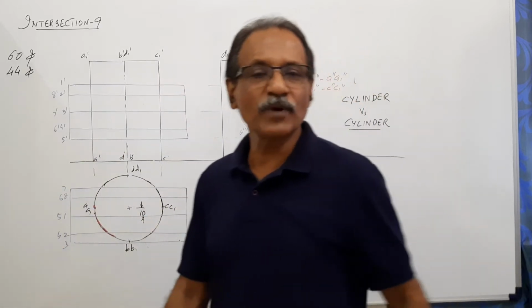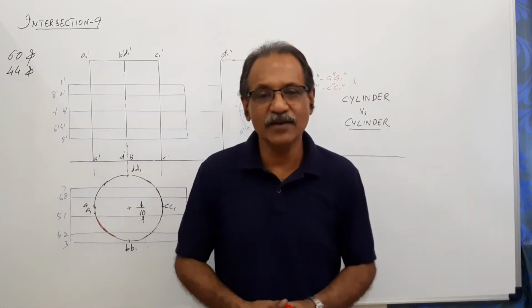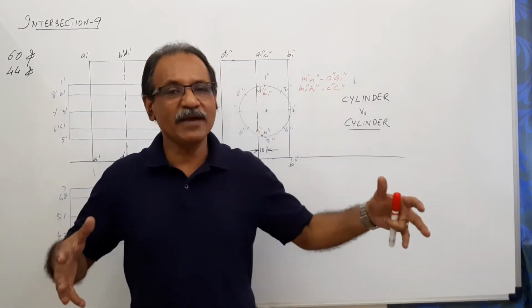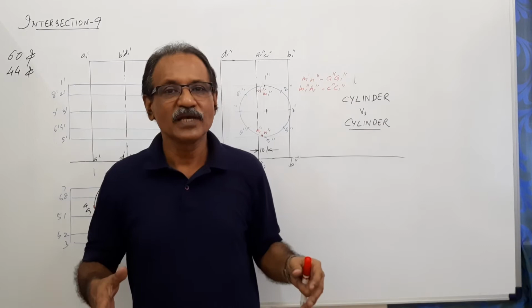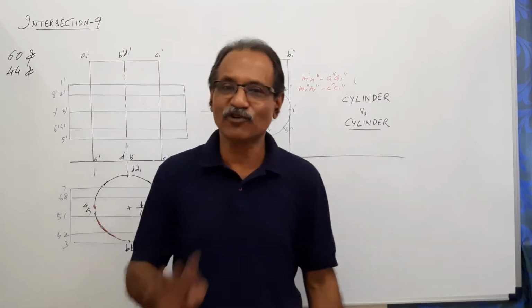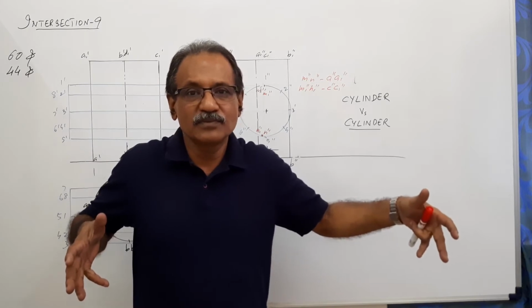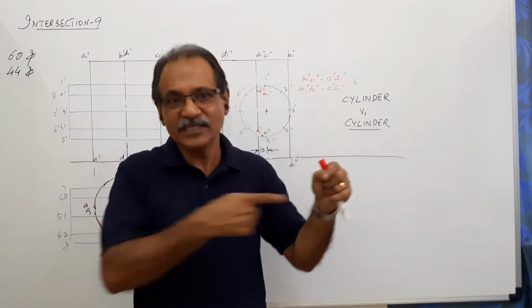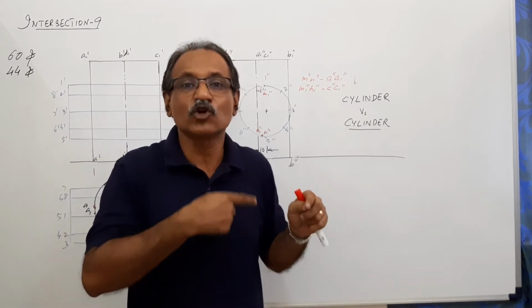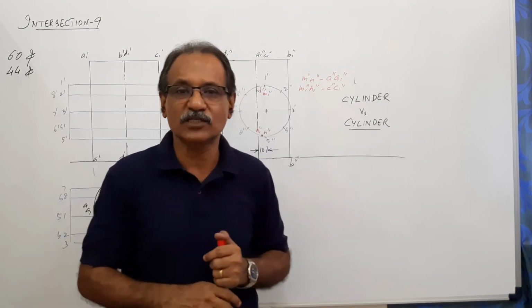This is the third problem in the cylinder and cylinder category. A cylinder of 60 mm diameter stands on its base, and it is penetrated by another cylinder of 44 mm diameter with its axis parallel to both planes. The axis of the horizontal cylinder is offset by a distance of 10 millimeters.